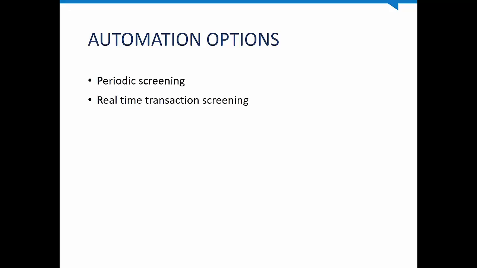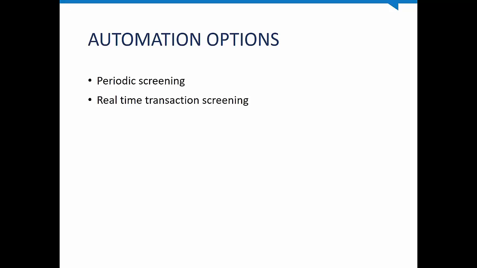In terms of automation options, the periodic screening, screening all your customers, and then also talking about real-time transaction screening. So in terms of periodic screening, it's really about how do you automate that process to continuously look at all your customers. So someone is not on the sanctions list today, but then they turn up on the list 6 months from now. How do you catch that, and are you continuously screening for that? So one of the things that you should have is some ability to automate that.